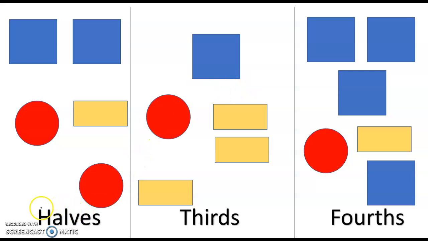We can break shapes up into halves, thirds, and fourths. A shape that has halves has two equal sized pieces. For example, I could do this and make two equal sized pieces. I could also break this square into two equal sized pieces this way. This also shows halves.